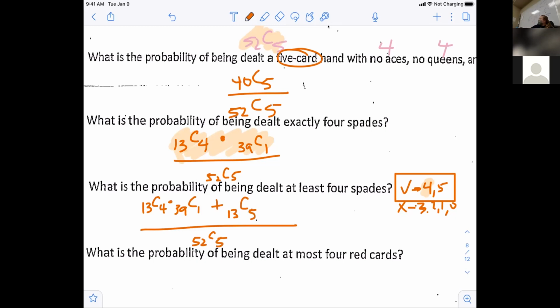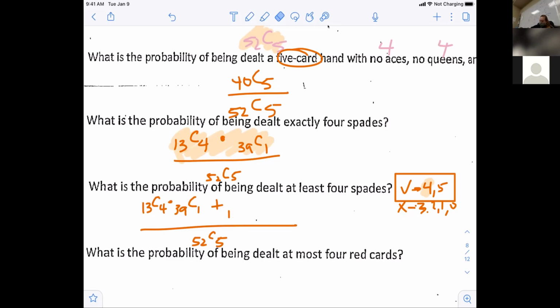All right. Do you guys remember why we're doing C this whole time and not P? Why are we doing C's, not P's? Order doesn't matter, right? You get all these cards, and it doesn't matter if you got the queen first or the spade next. It just matters that you have them all in your hand. So these are all order doesn't matter.